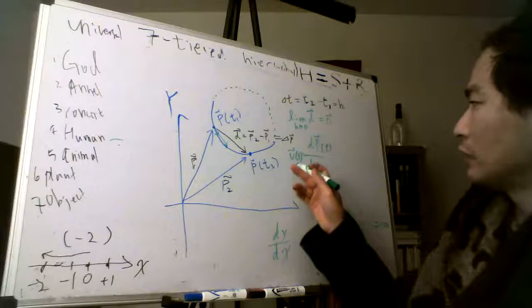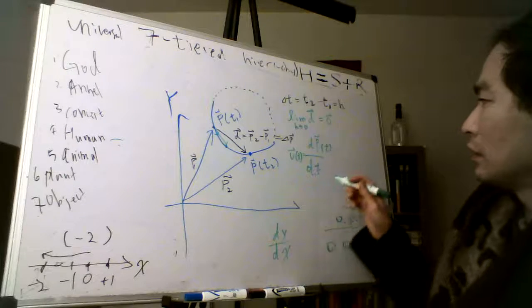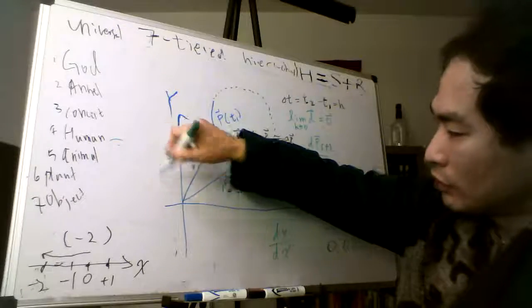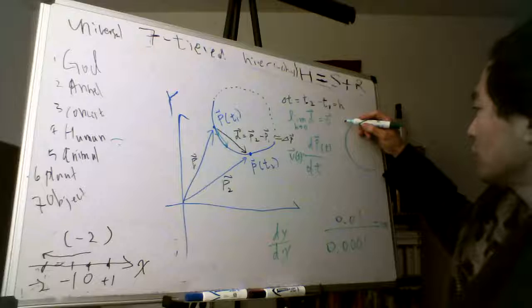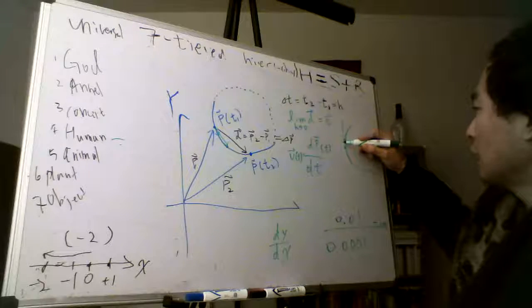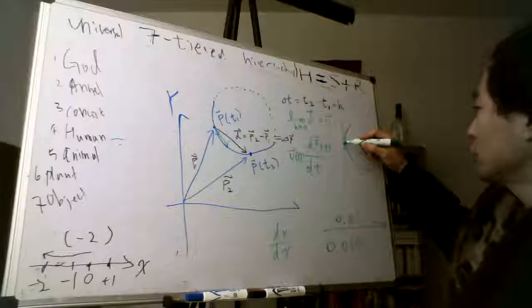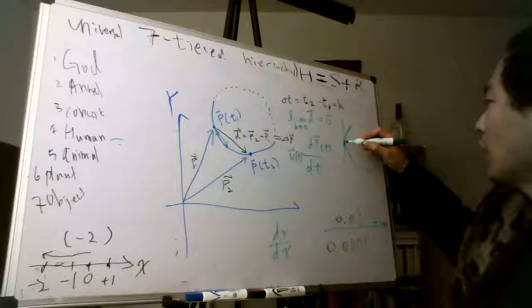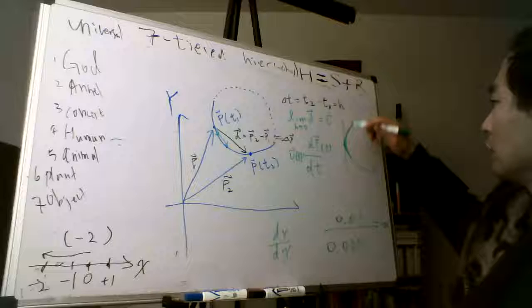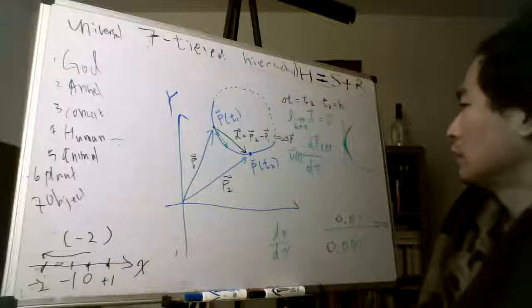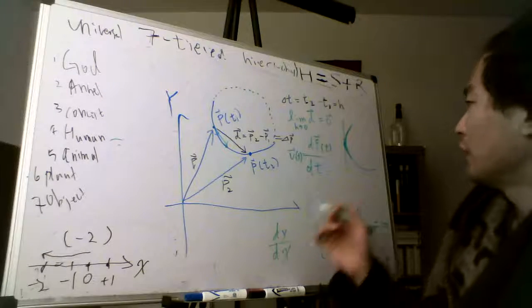So yeah, velocity is always tangent. You have this curve, right? What is tangent? A tangent line is a straight line that kind of touches the surface of this curve. That's a tangent line. Now, that's velocity.